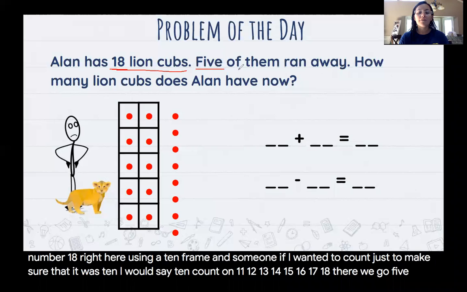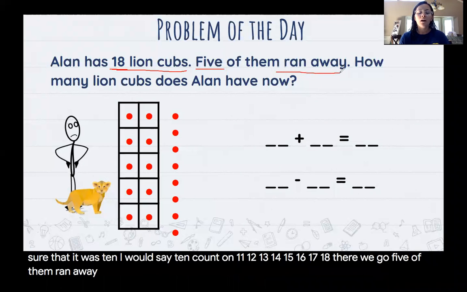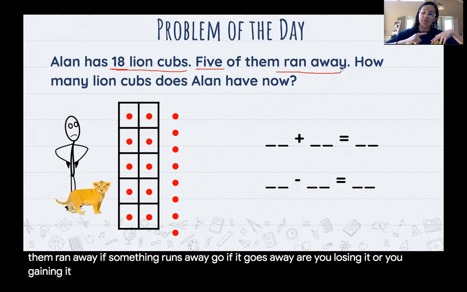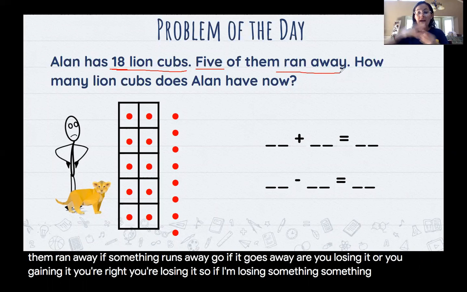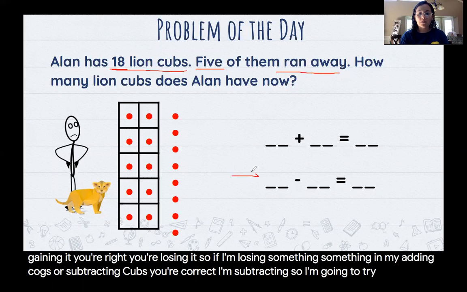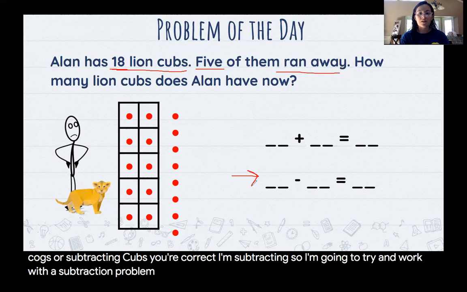5 of them ran away. If something runs away, if it goes away, are you losing it or are you gaining it? You're right, you're losing it. So if I'm losing something, am I adding cubs or subtracting cubs? You're correct, I'm subtracting. So I'm gonna try and work with a subtraction problem first.